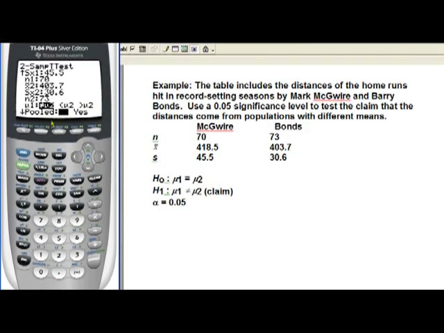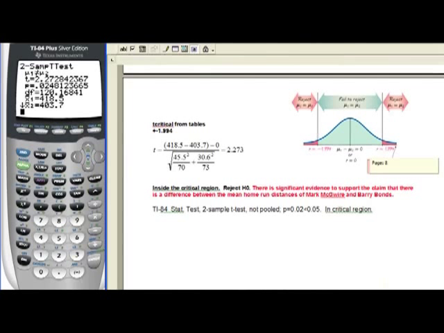And assume it's not pooled. You can do an F-test to find out whether or not they're pooled, and calculate. When you do that, you simply get the p-value, which is 0.02, and you compare this to your alpha, which is 0.05. You end up in the critical region, which is the same conclusion you would have gotten if you did it using a scientific calculator.